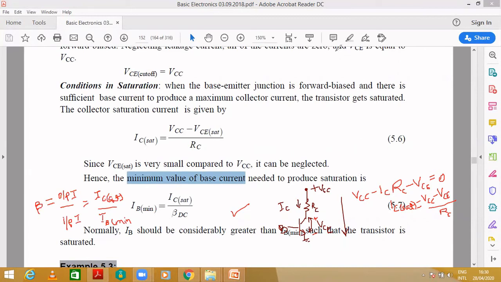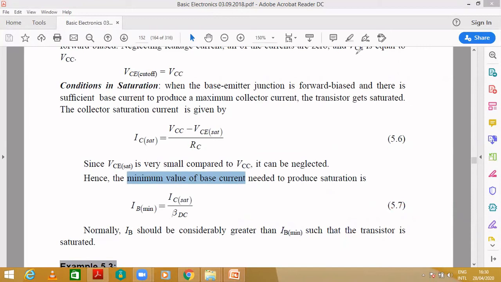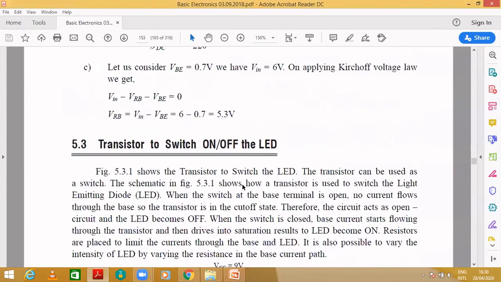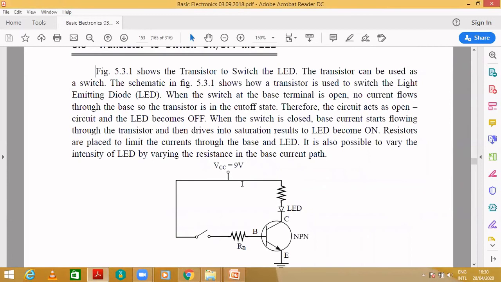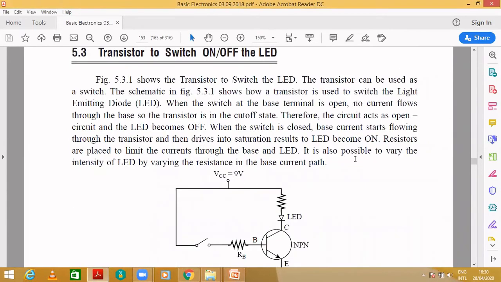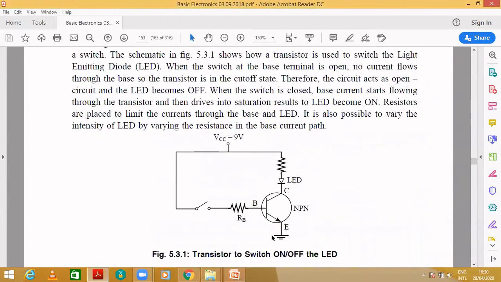So this is about how the transistor will be acting as a switch. The next concept is using a transistor to switch on or off an LED. By using the same transistor, you can see the transistor is connected with a base resistance and a collector resistance along with one LED. Then the emitter junction is grounded over here.